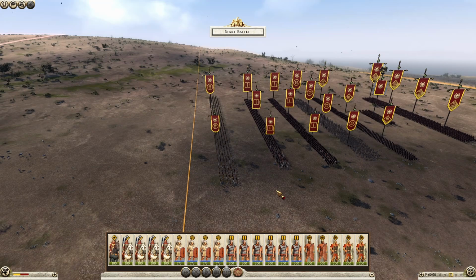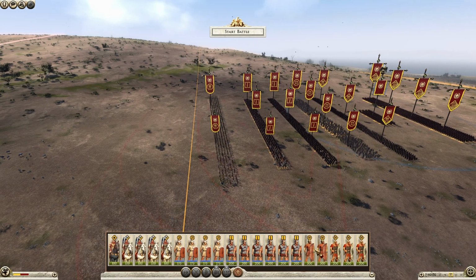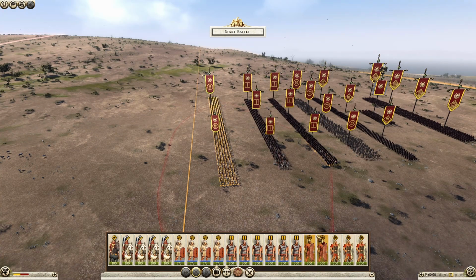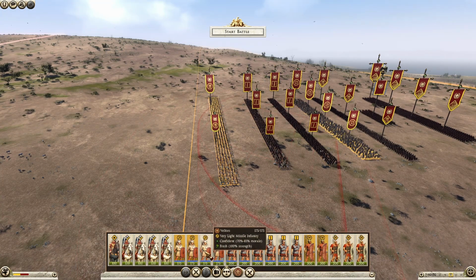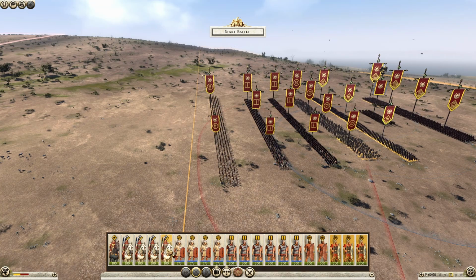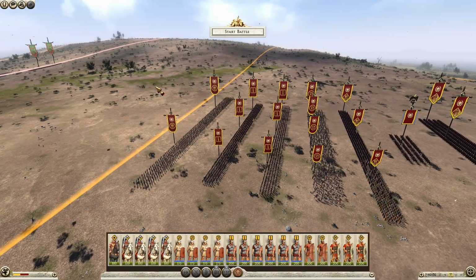Because of the population system in Divided Empire, you want to have units from different population classes in an army. The Rorarii and the velites use the third class population, the Principes use the second class population, and the Triarii and the cavalry use the first class population. So you will be able to recruit and replenish them more easily.